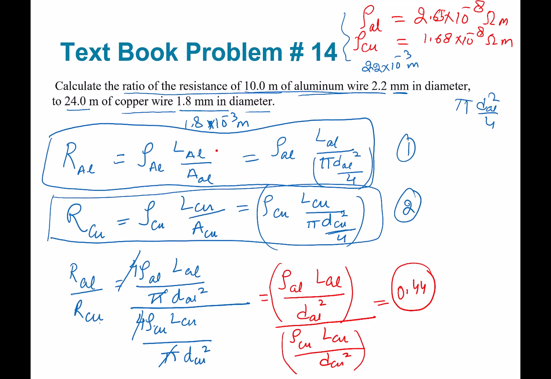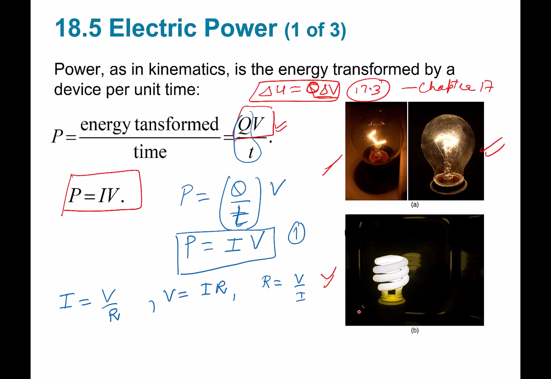So you can see this is the length of the Al, this is the area of the aluminum, and then you go ahead and divide to find the ratio. So the following steps are mathematical, which you should be able to work on. The 4 and 4 and the pi's cancel out, just like you can see. And then you go ahead and substitute the values that are given to get the ratio between the R of aluminum and R of copper, which comes out to be 0.44.